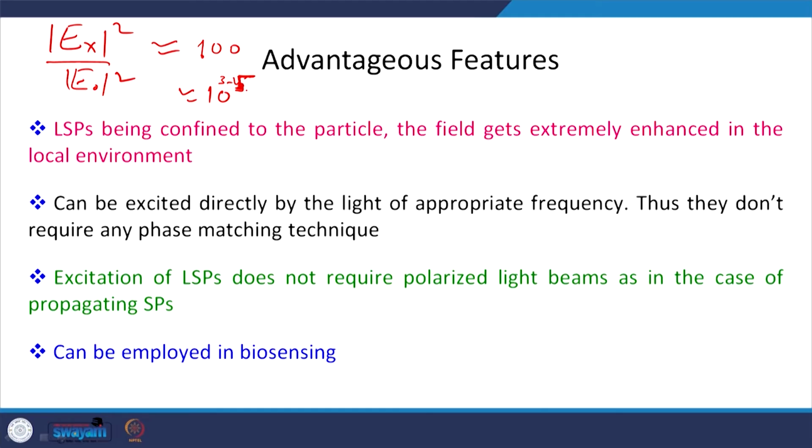Thus, there is no requirement of any phase matching technique. You remember that when we studied surface plasmons, we used a high index prism which was required to enhance the wave vector of light incident at the interface. But here it is not the case. You have a bottle of nanoparticles, a colloidal solution, you simply shine light on it like this and you can excite surface plasmons there. Also, it does not require any polarized light beam if it is spherical.